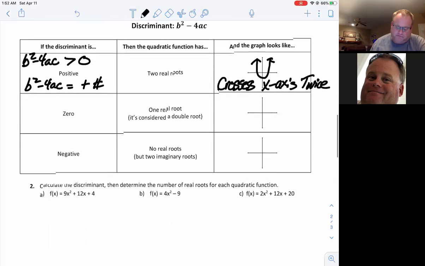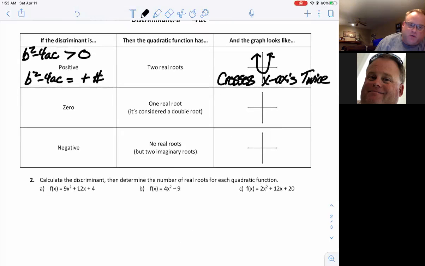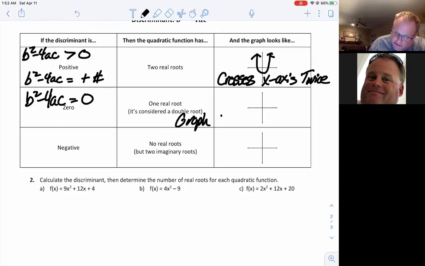Now, if my b squared minus 4ac is equal to 0, then we're going to have one root where it's considered a double root. We've seen this before, right? So basically, this is what it means, is that the graph sits on the x-axis. It's going to sit on it. So it would look like this.